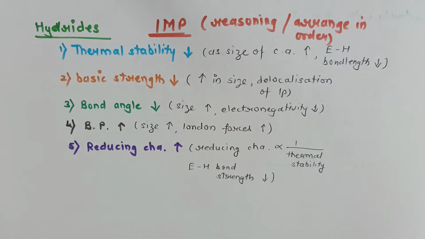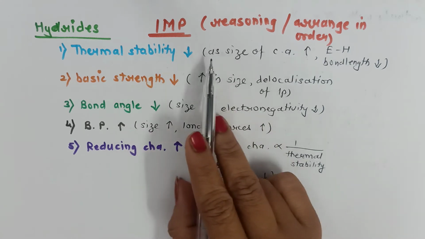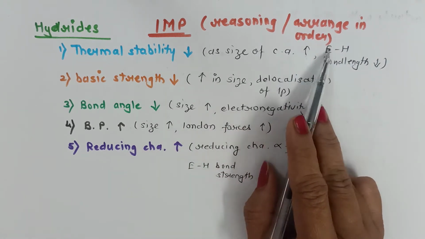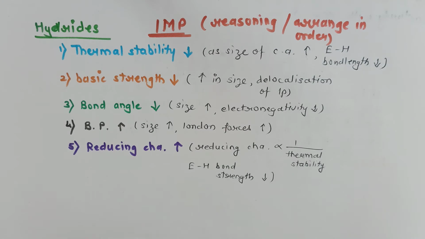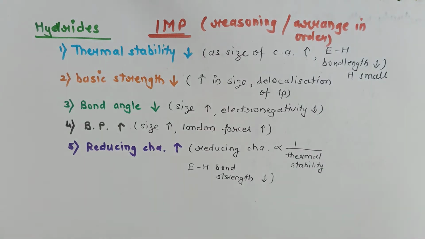But before we study the properties of hydrides, let us revise the concepts that we have already done in the last videos. Whatever hydrides, whether of group 15, 16, or 17, they will show this common characteristic: the thermal stability of hydrides will decrease down the group. Why? As the size of the central atom increases, the E-H bond length increases. Why does the bond length change? It is because hydrogen is small in size and the central atom becomes larger in size, so to counterbalance that, the bond length changes.